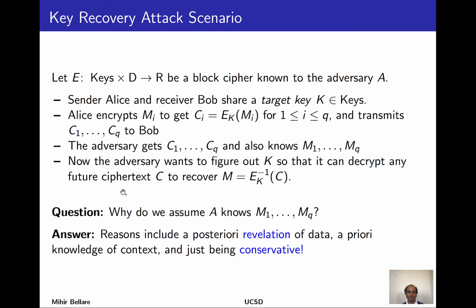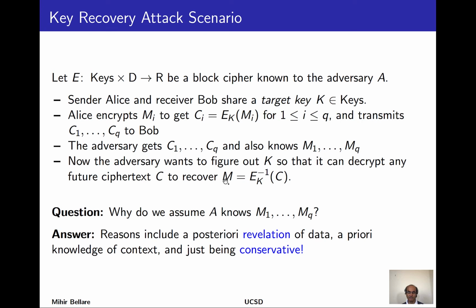What is it the adversary wants to do? It wants to figure out this target key. Its job is to find out what key Alice and Bob were actually using, because once it has that, it has complete decryption capability. It could take any ciphertext that Alice sent in the future and decrypt it because it has the key by applying the block cipher inverse function in the same way that Bob, the receiver, would and just get back the message.